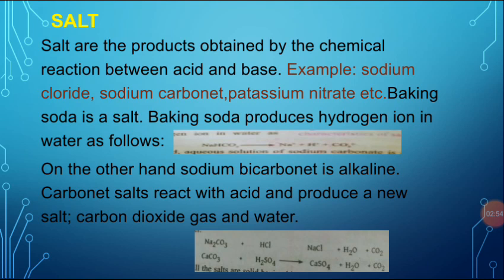Salt. Salts are the products obtained by the chemical reaction between acid and base, such as sodium chloride, sodium carbonate, potassium nitrate, etc. Baking soda is a salt. Baking soda produces hydrogen ion in water. On the other hand, sodium bicarbonate is alkaline. Carbonate salts react with acid and produce a new salt, carbon dioxide gas and water.